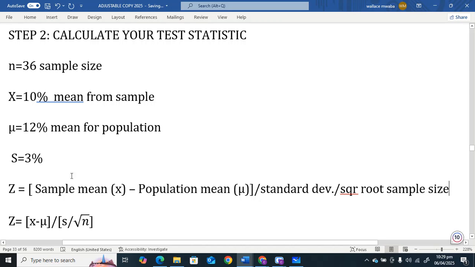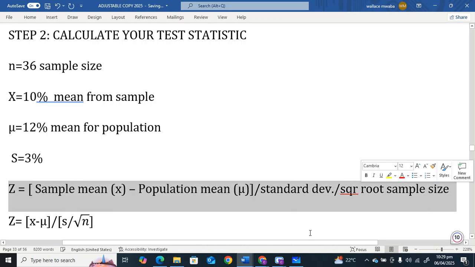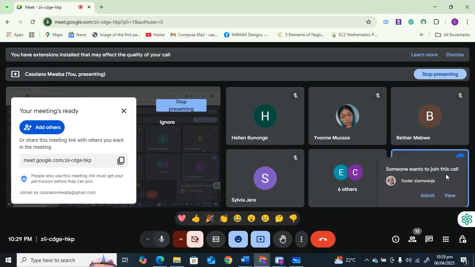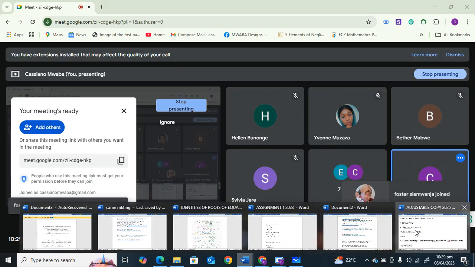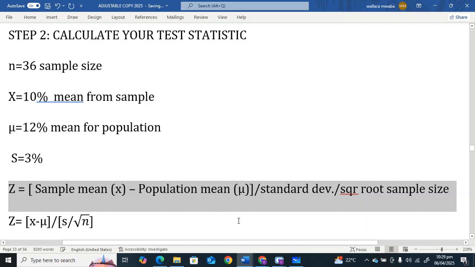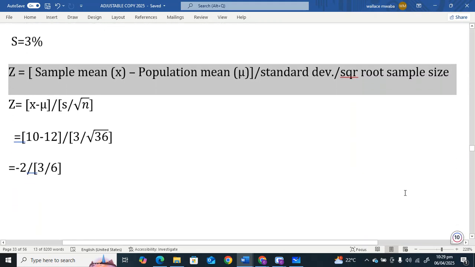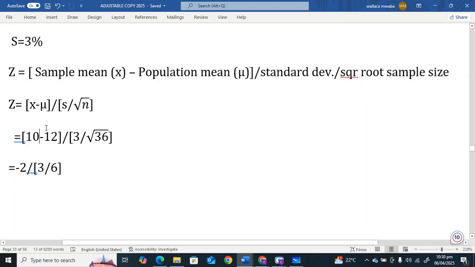Colleagues, is this okay? This is the formula for getting your test statistic. Is that okay? Since it's now written in plain English, not in symbols. Okay, so our sample mean is 10%. So it's a 10 minus population mean 12%, 10 minus 12.